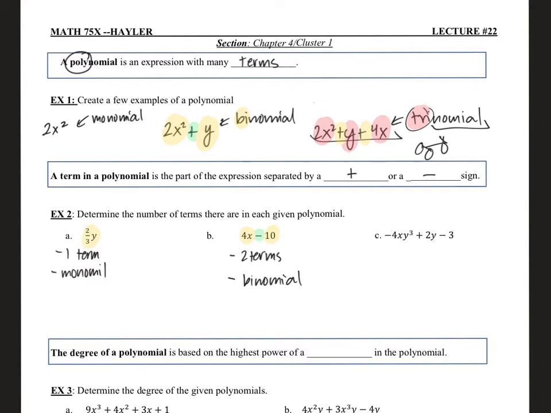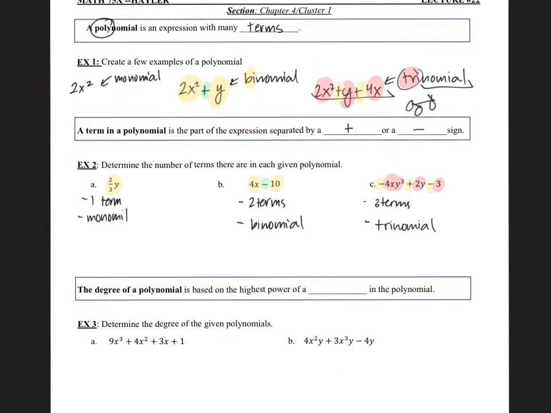And for C, let's see, we've got minus, minus, and minus, plus, and minus. But that minus right here is actually just a negative sign. It's not separating any terms. So really, we just have this 4xy cubed term, the 2y cubed term, the 2y term, and the 3. Which means we only have 3 terms here. It's going to make this a trinomial. These are 3 more popular ones we tend to work with, I think, which is why they have names.